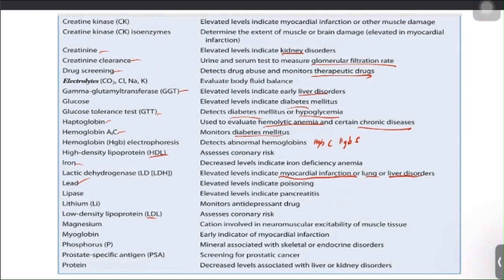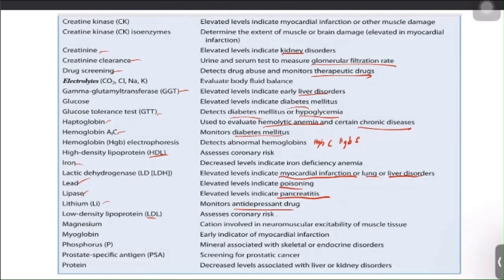Lead, for possible poisoning. Lipase, indicated in pancreatitis because your pancreas also secretes lipase that helps in your digestion of your fats. Then next is your lithium for your antidepressant drugs. So your lithium is being used as an antipsychotic drug. Next is your LDL, again, as in the lipid profile. Magnesium, this is a cation. So sometimes this is also included in your electrolytes for neuromuscular excitability of your tissue.